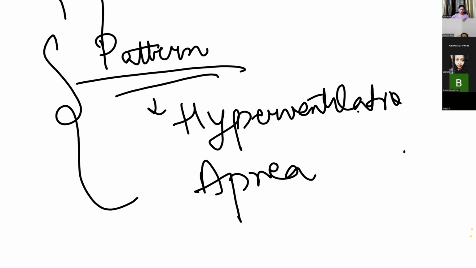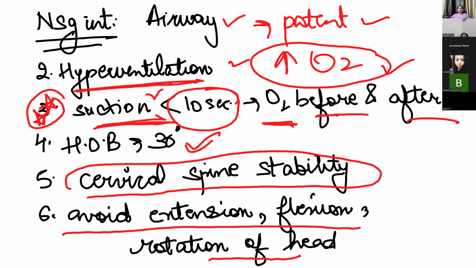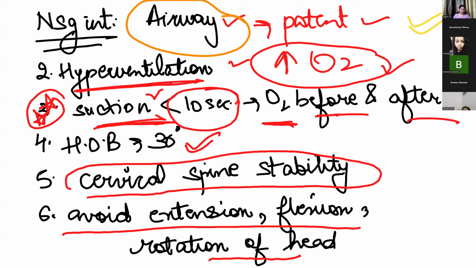Nursing intervention. What will you check in the airway? Patency. Then for hyperventilation, suction for less than 10 seconds. Then what will be the bed position? 30 degrees. Okay.